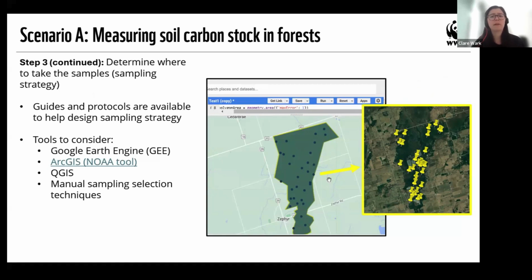In order to map your plot locations, you can use a number of tools, including Google Earth Engine, ArcGIS, QGIS, as well as manual sampling selection. And if you're new to any of those programs and you'd like assistance mapping out your plot locations, feel free to reach out to our team and we can assist you no matter what phase you are at in that process.